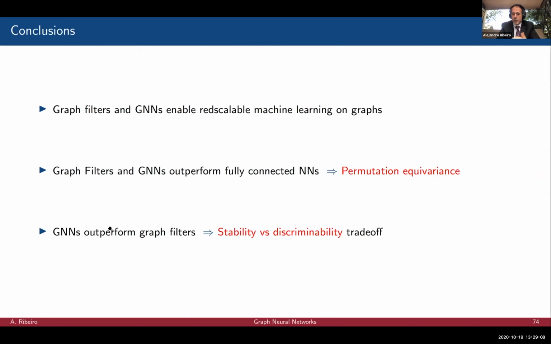These two are empirical observations. I mean, you can verify this on your own very easily. Graph filters and GNNs, they do better than fully connected neural networks. And I think that the explanation of that is their permutation equivariance. GNNs, they outperform graph filters, and I think the explanation of that is a better stability versus discriminability trade-off. These are uncontestable empirical observations. These are the theorems that I prove, which, you know, there's a distance between proving a theorem and making a practical claim. But anyway, that's the reason why we prove these theorems, to try and make these practical claims.